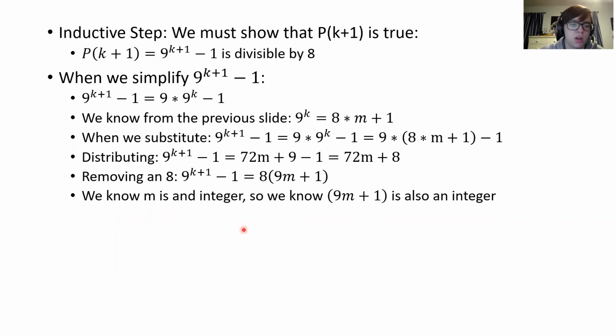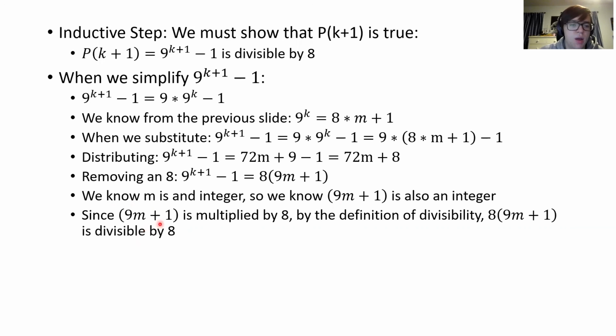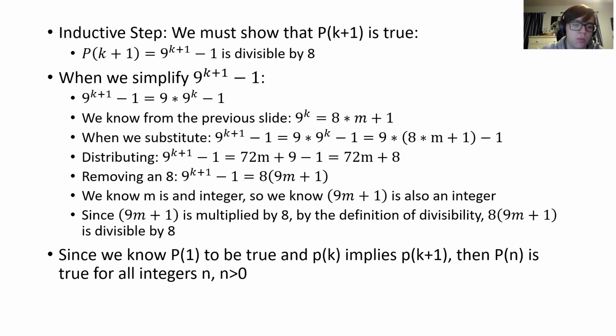Since we know m is an integer, we know that 9m plus 1 is also an integer. And since 9m plus 1 is multiplied by 8, by the definition of divisibility, 8 times 9m plus 1 is divisible by 8, which is equal to 9 to the k plus 1 minus 1. And since we know P of 1 is true, and P of k implies P of k plus 1, then P of n is true for all integers n greater than 0. So since we know the base case is true, and we assumed this, but P of k implies P of k plus 1, which is all of this work, then P of n is true for all integers n greater than 0.